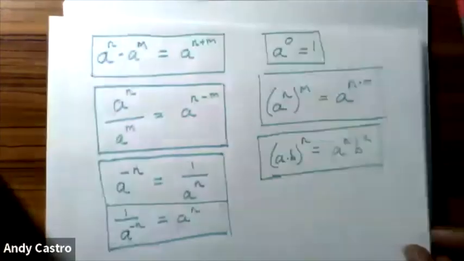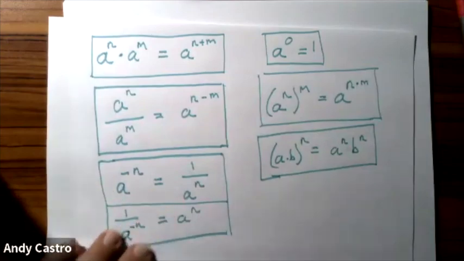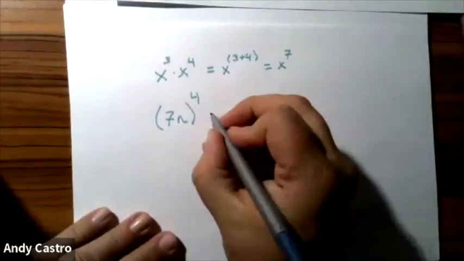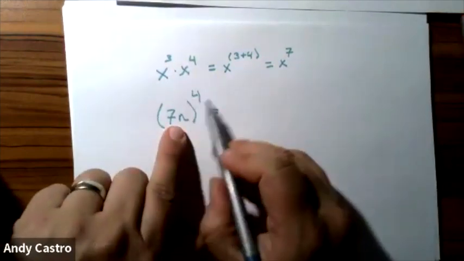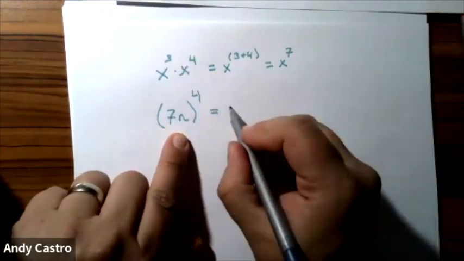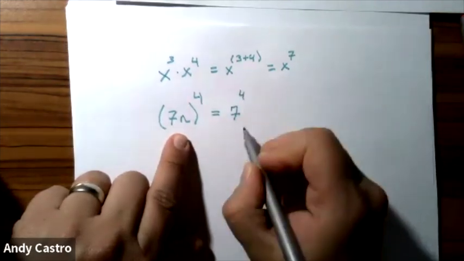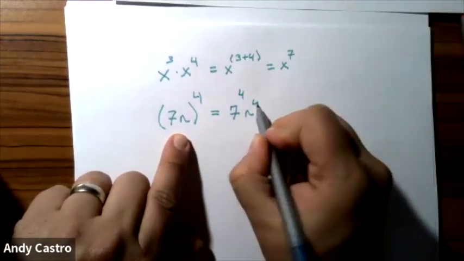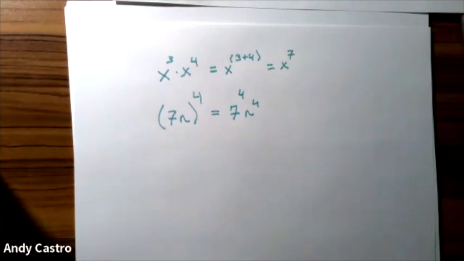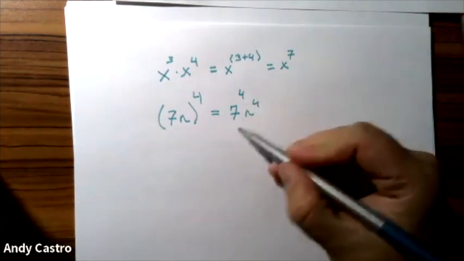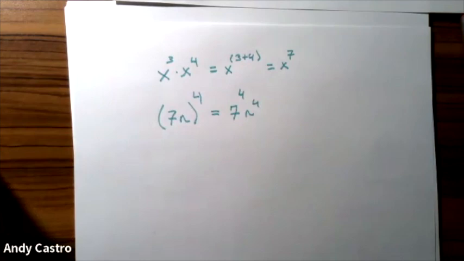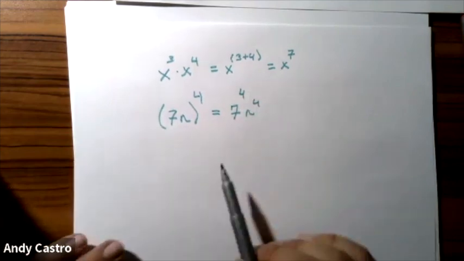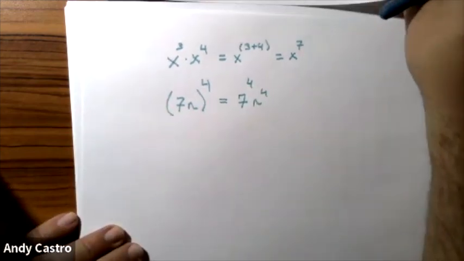All right, good job. Now let's go back to that example that we started with. We know that we can distribute this 4, and this becomes 7 to the 4th power times n to the 4th power. You can write this number out if you want, 7 times 7 times 7 times 7. For time's sake, I'm not going to do that so that we can get to some other things.